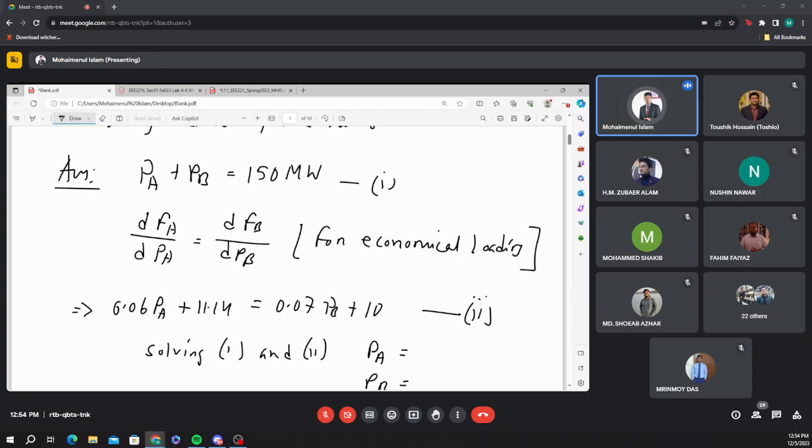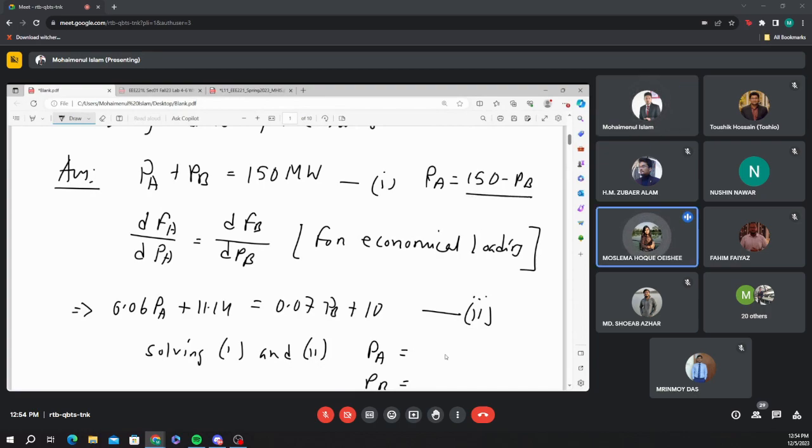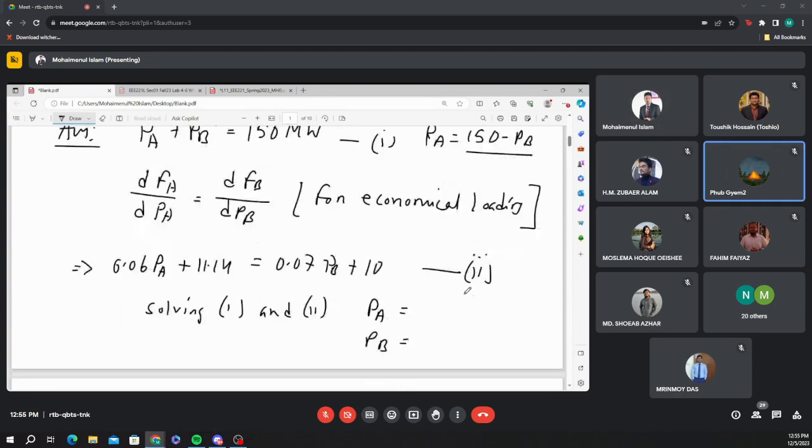Anyone doing this solution? Sir, PA is 1.53 and PB is... No, it should not be like that. You need to put the PA from here. PA equals, suppose, 150 minus... Sir, can't we just put the equation in once? You just put the 150, that's it. Okay, PA equals 150 minus PB. Yes, sir. So putting this equation here, PA equals 72. Okay, and PB? 78. Okay, can anyone cross check these values?